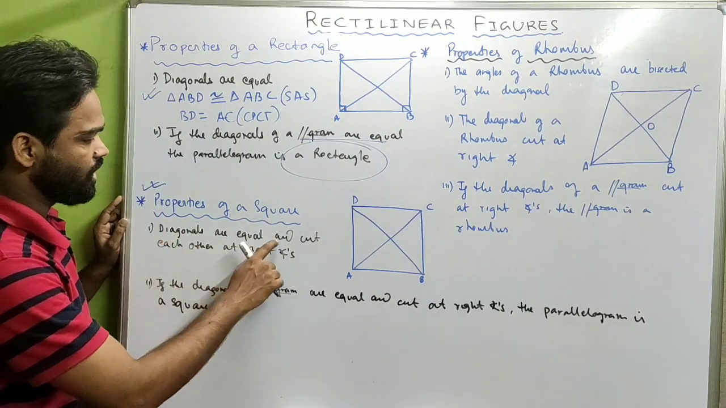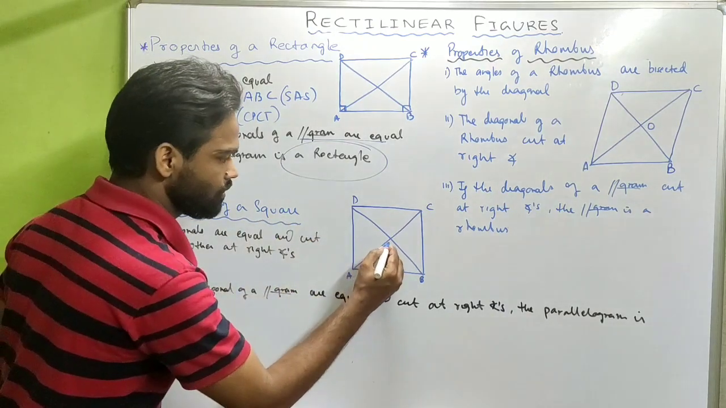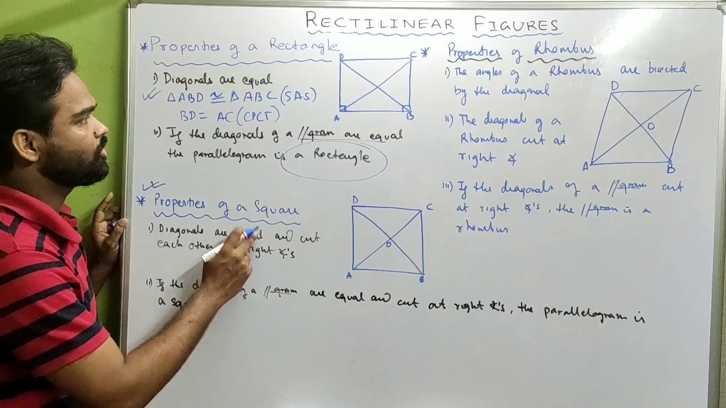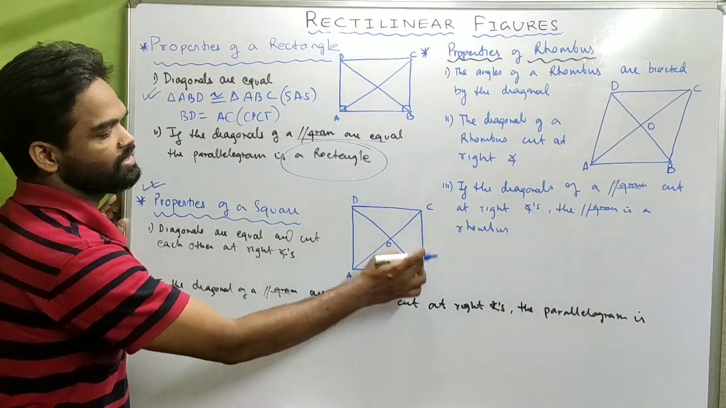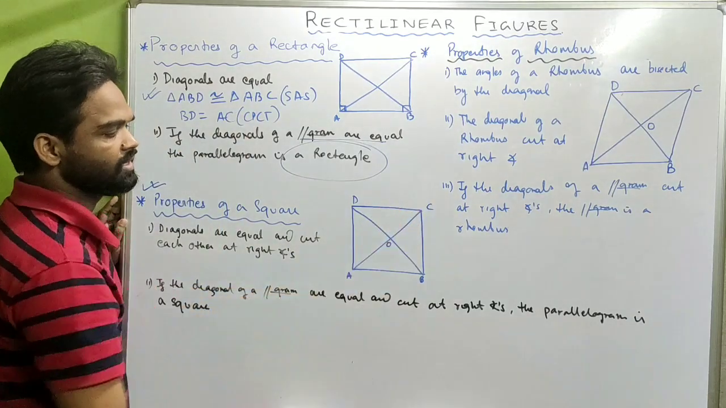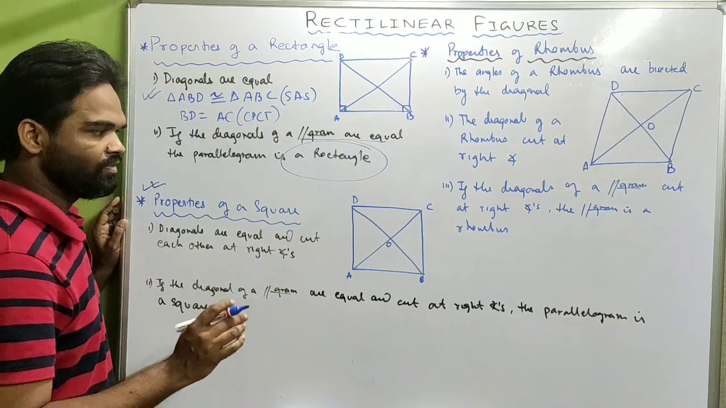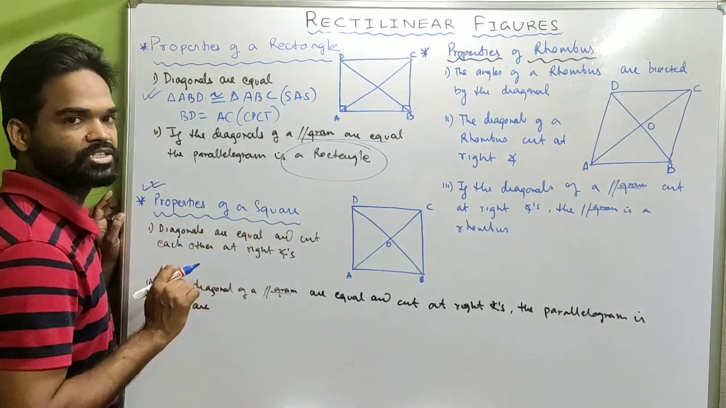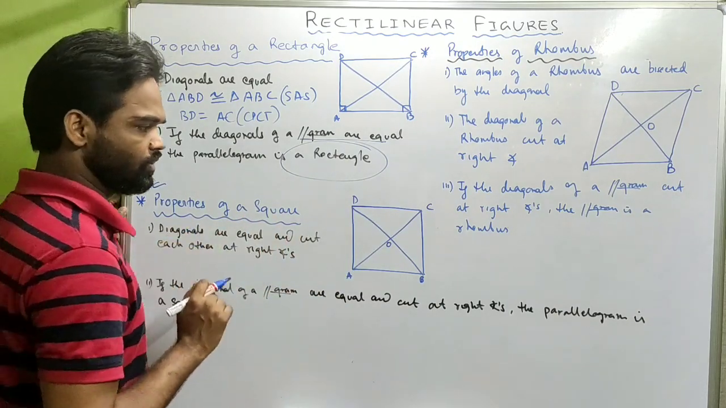Now, properties of a square. Diagonals are equal and cut each other at right angles. Now, diagonals are equal in the same fashion. We'll prove that ABD and ABC will be congruent, side angle side, which means AC will be equal to BD. They are equal, and we know that the diagonals bisect each other in case of a square or in case of a parallelogram. We know this.